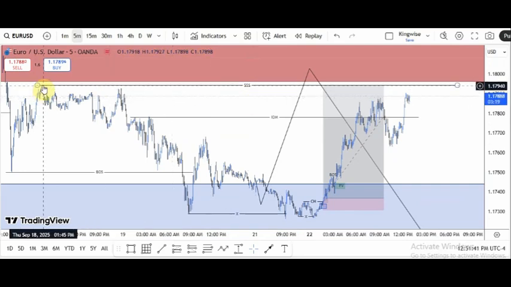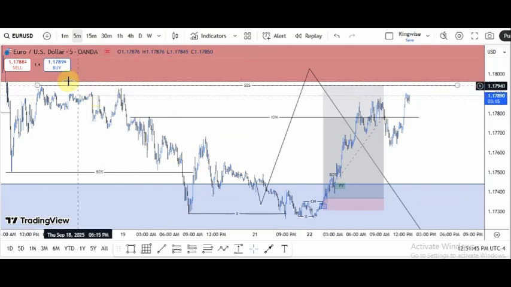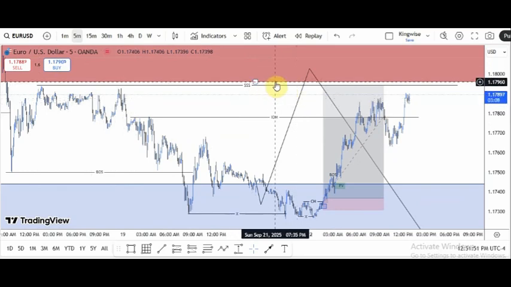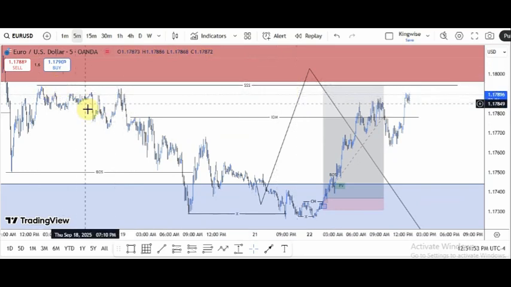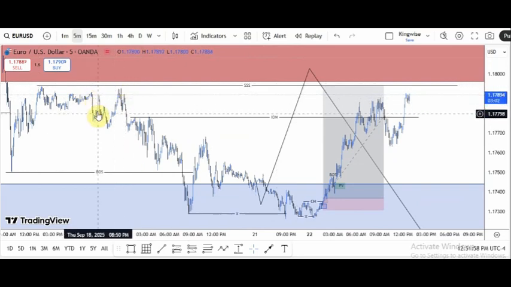This is relatively equal highs, and liquidity is packed up here because support and resistance traders will be selling from here and they'll put their stop loss up here. So the market makers will want to take out these equal highs, and that is where liquidity is found.